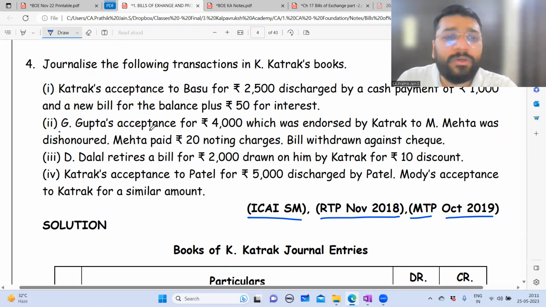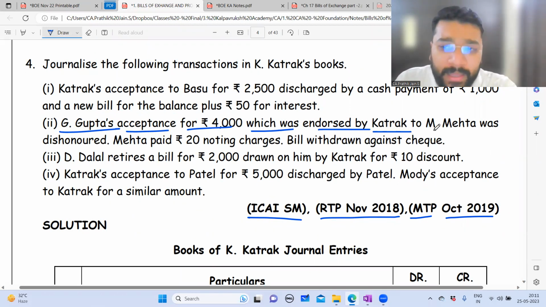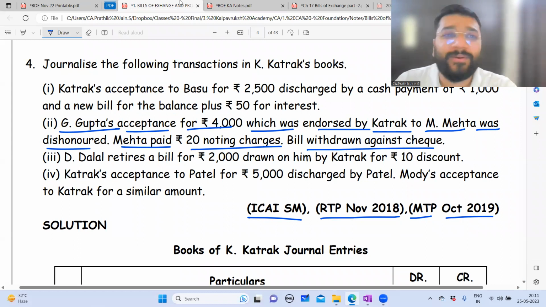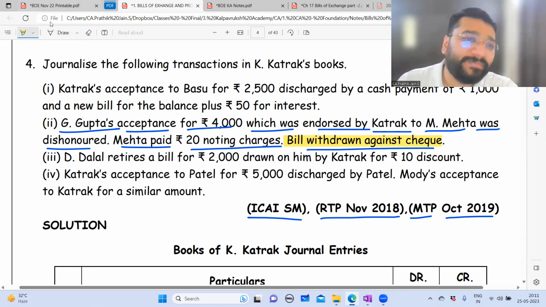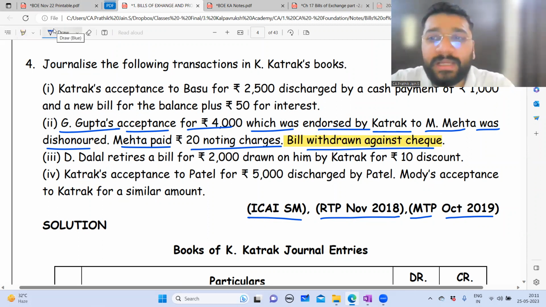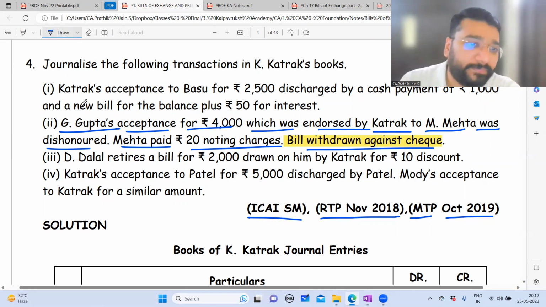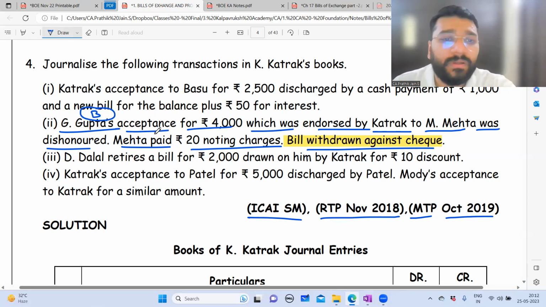Next, G. Gupta's acceptance for 4,000, which was endorsed by Katrak to M. Mehta, was dishonored. Mehta paid 20 as noting charges. Bill withdrawn against cheque. Now, people, who is Gupta? Who is Katrak? Who is Mehta? Gupta's acceptance. So Gupta is the buyer. Gupta's acceptance for 4,000, which was endorsed by Katrak.